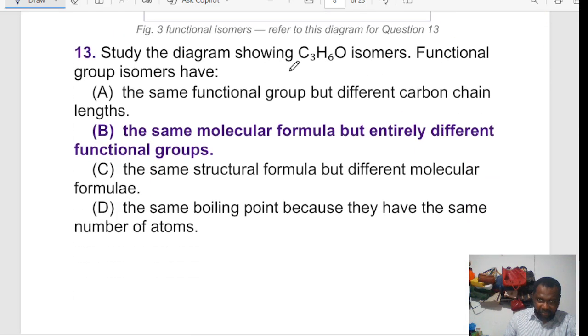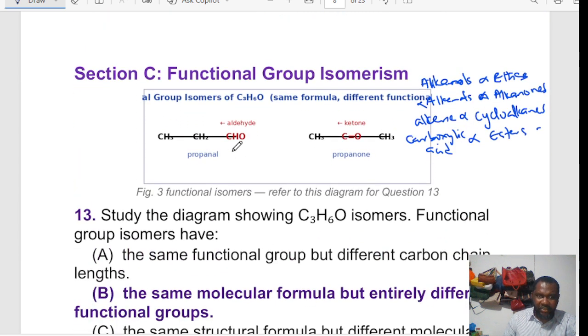It says study the diagram of C3H6O isomers, what isomerism do they have? The answer to this question is B, functional group isomerism. They have the same molecular formula but entirely different functional groups. This is propanal, while this is propanone. The first one is CH3CH2CHO, with 3 carbons, 6 hydrogens and 1 oxygen. Propanone is CH3COCH3, also with 3 carbons, 6 hydrogens and 1 oxygen.